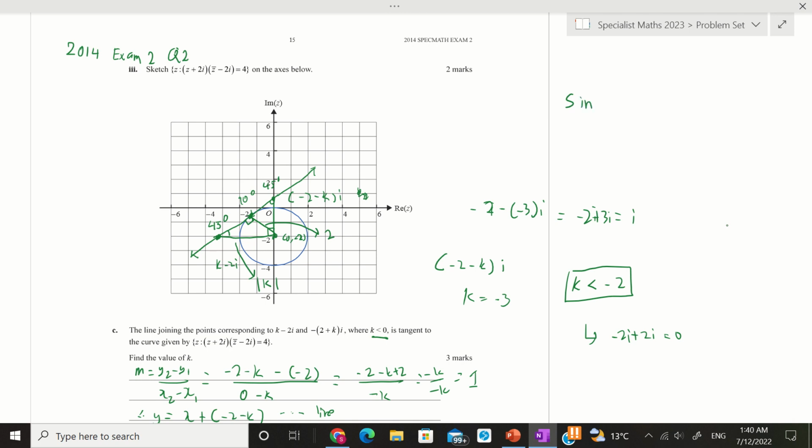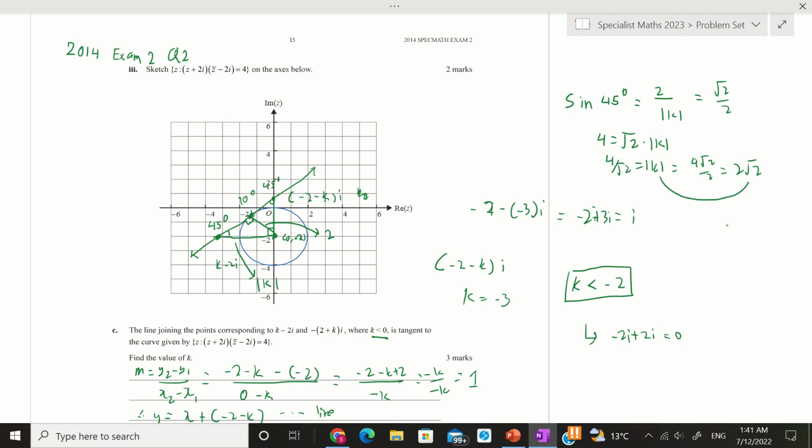So sine of 45 degrees is equal to the opposite side, which is this side here, 2, over the hypotenuse, which is this bottom bit here, the absolute value of k. Sine of 45 is root 2 on 2. I can cross multiply, so I get 4 is equal to root 2 times the absolute value of k. I can divide both sides by root 2, so 4 on root 2 is equal to the absolute value of k. If I rationalize, I get 4 root 2 on 2, which is equal to 2 root 2. So I end up with the same answer.